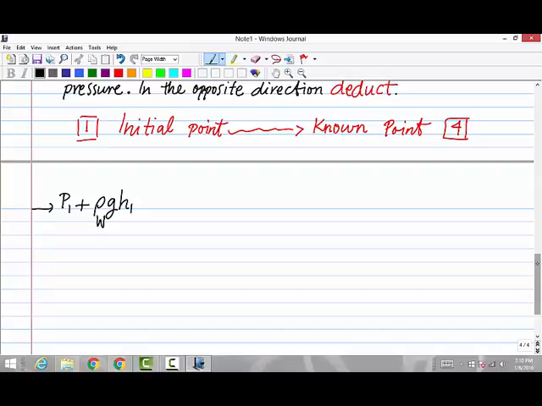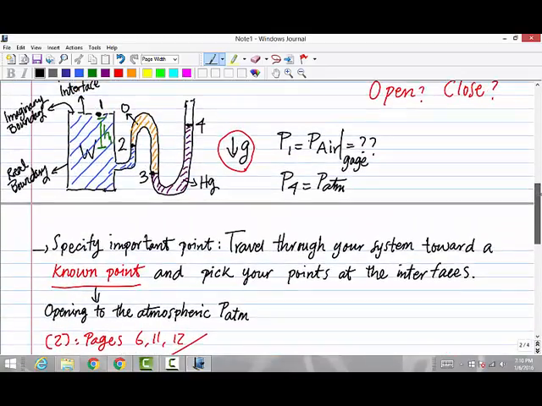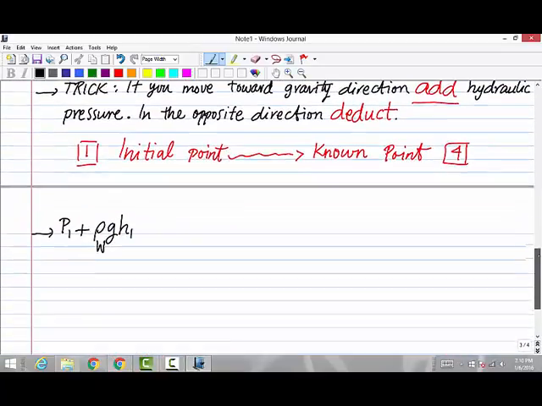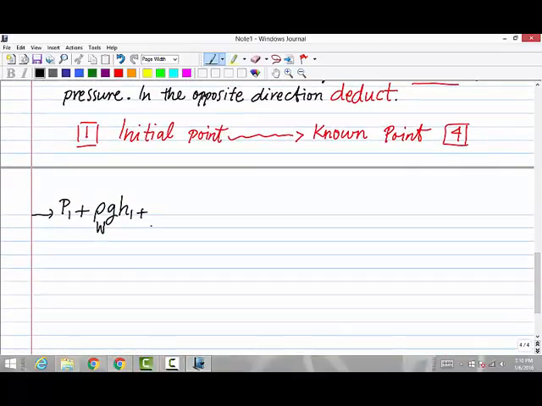Okay, great. Now let's move to point 3. So again, from here we go up and then down. In total, the total depth is H2. And it's oil. So we went through oil. Previously we went through water, so we wrote rho sub W. Now we should write rho sub oil. Gravity is the same, and the depth is H2. Great.